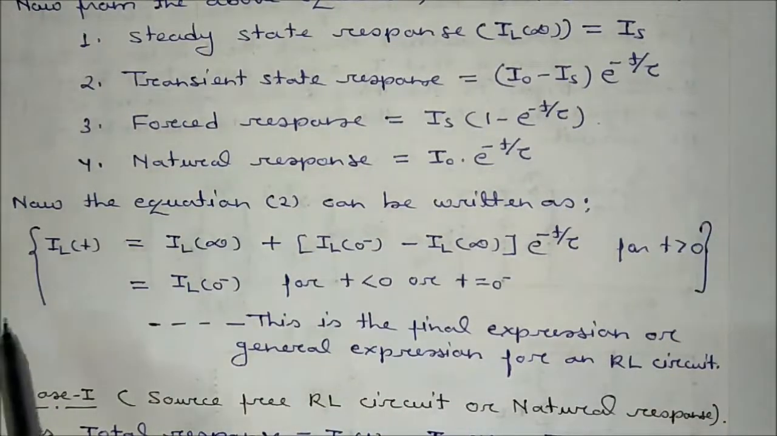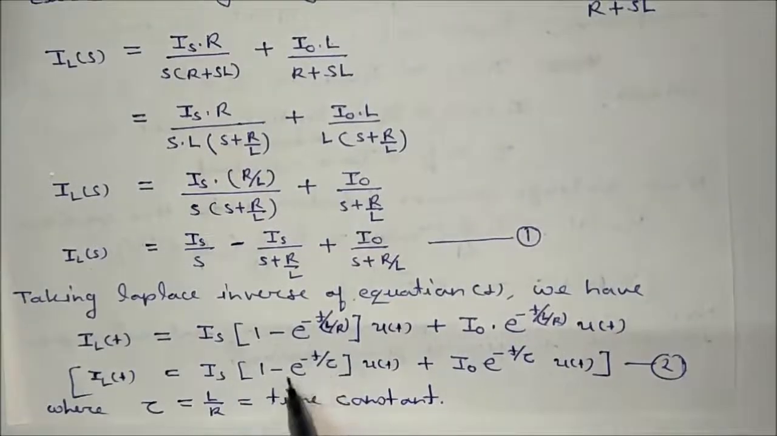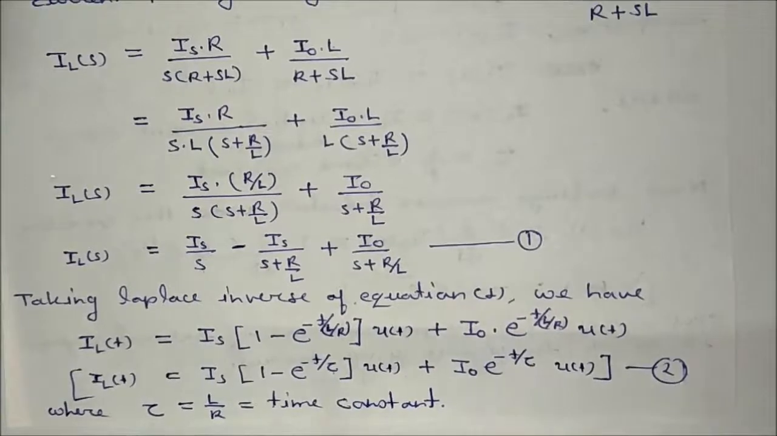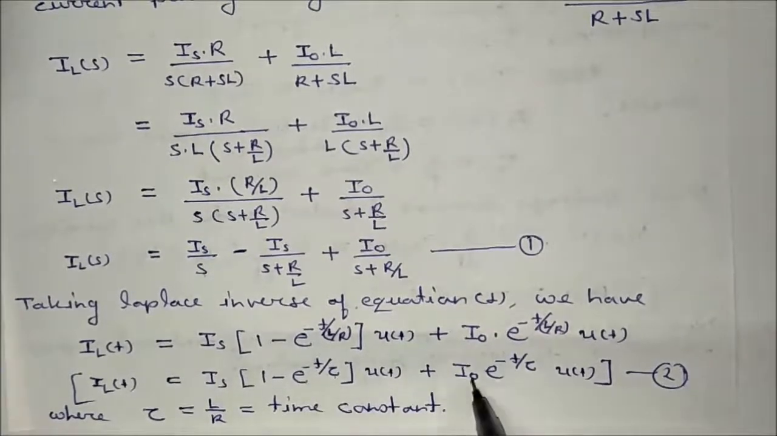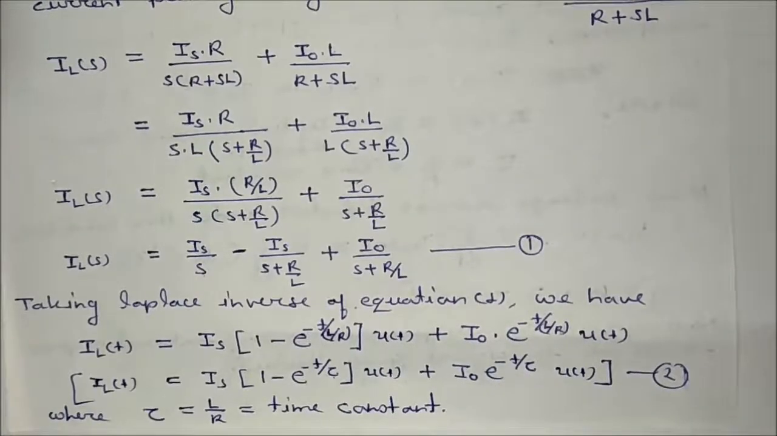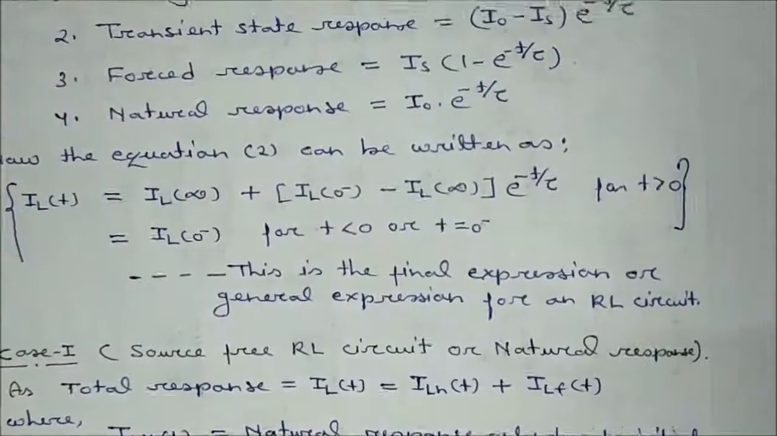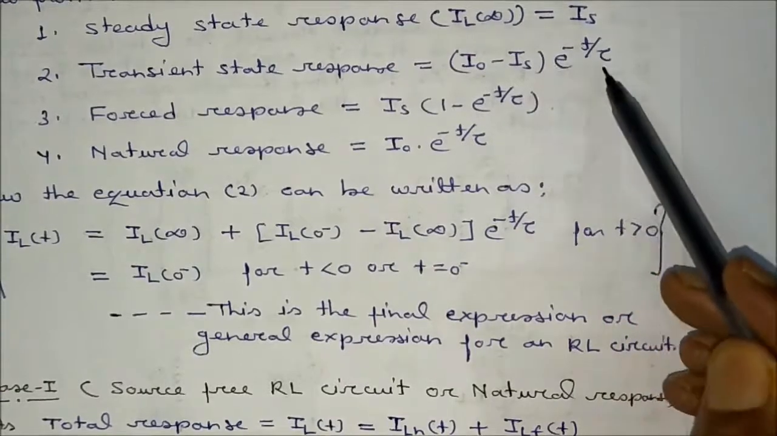So in the previous expression, you can see here, what is this one? This is function of what? E to the power minus t by tau. This is function of e to the power minus t by tau. So Is into e to the power minus t by tau and plus I naught e to the power minus t by tau, that is known as what? That is known as the transient response. Okay, so transient response is defined as (I naught minus Is) e to the power minus t by tau.